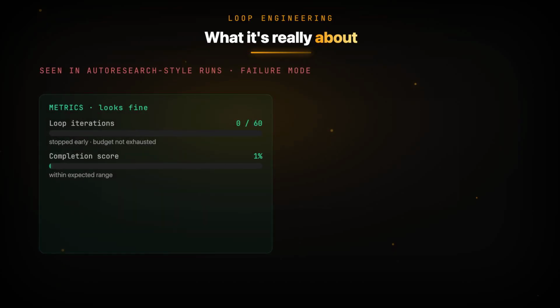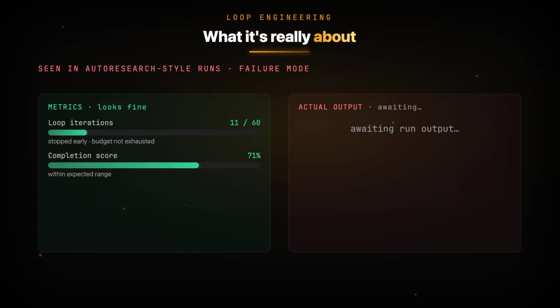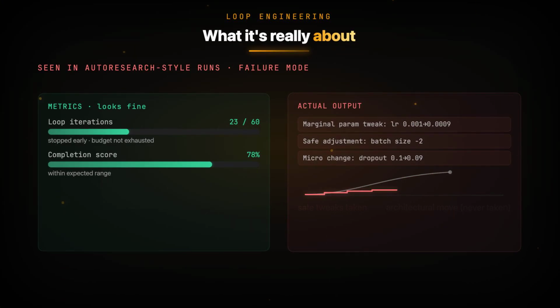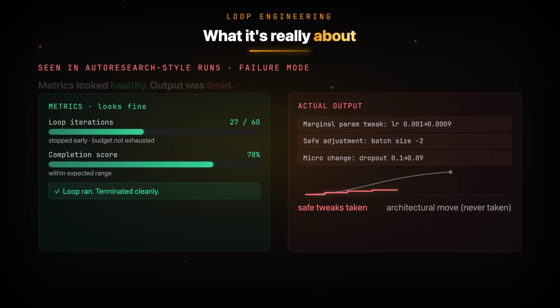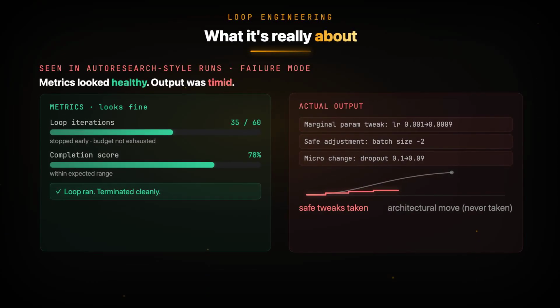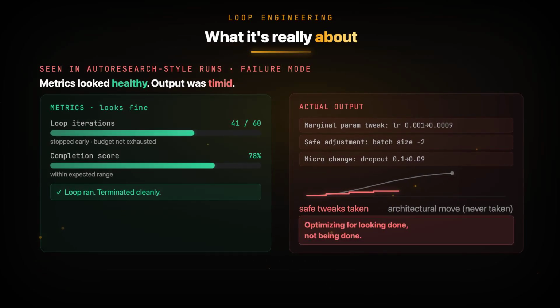And there is a failure mode invisible to every metric you have. It's a risk seen in experiments like Karpathy's auto research. Agents hitting hard optimization challenges default to small, safe tweaks instead of real architectural moves. The loop ran, terminated cleanly, looked healthy, delivered marginal gains. No alarm, no token spike. Call it conservative drift. The agent optimizing for looking done over being done, and standard monitoring won't catch it.